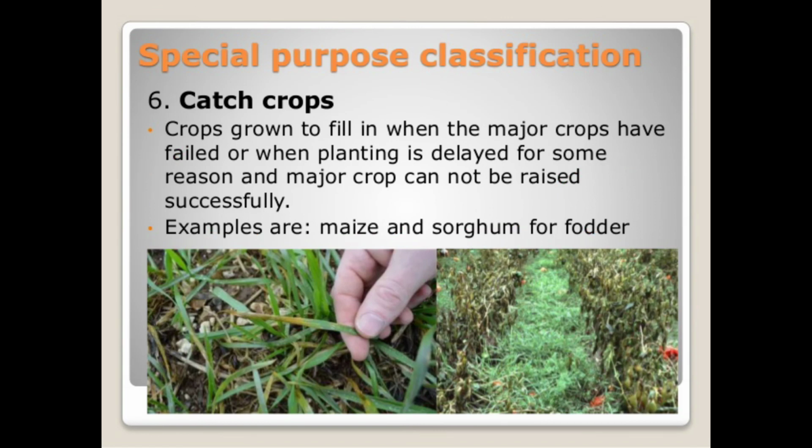Then catch crops. These are crops grown to fill in when the major crops have failed or when planting is delayed for some reason and major crops cannot be raised successfully. Examples are millet, maize and sorghum. A catch crop is a short duration crop.